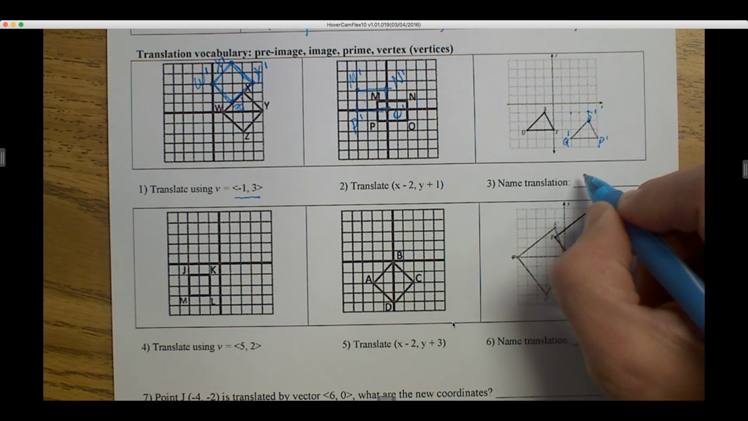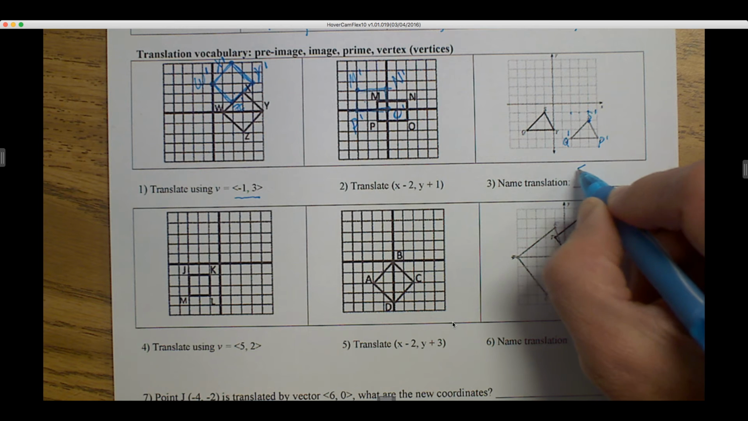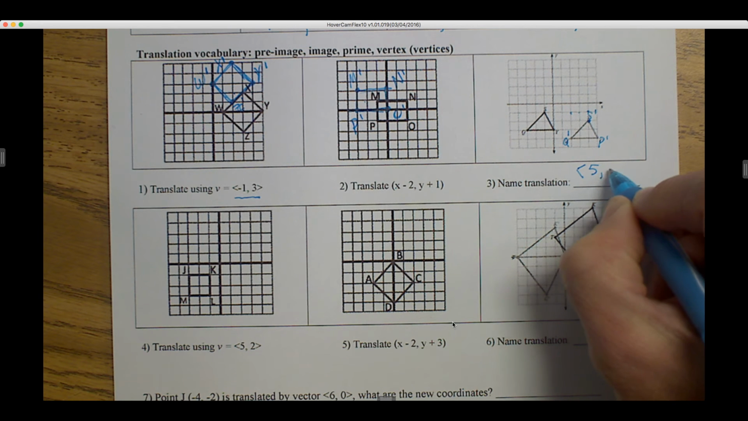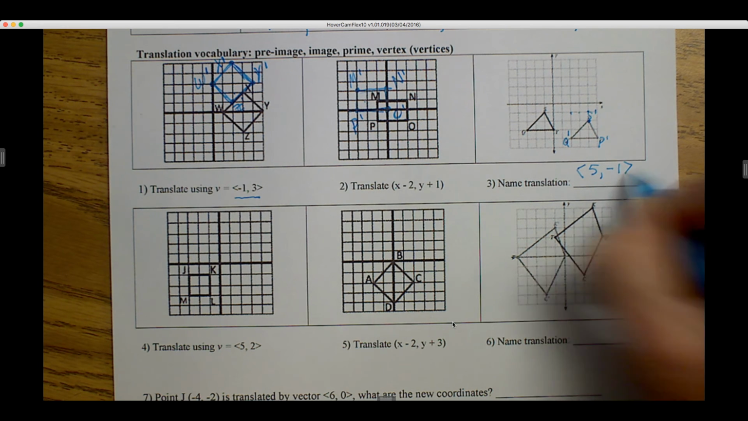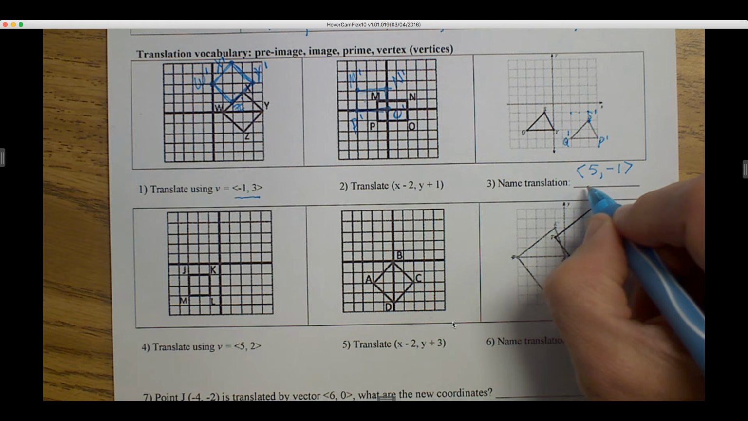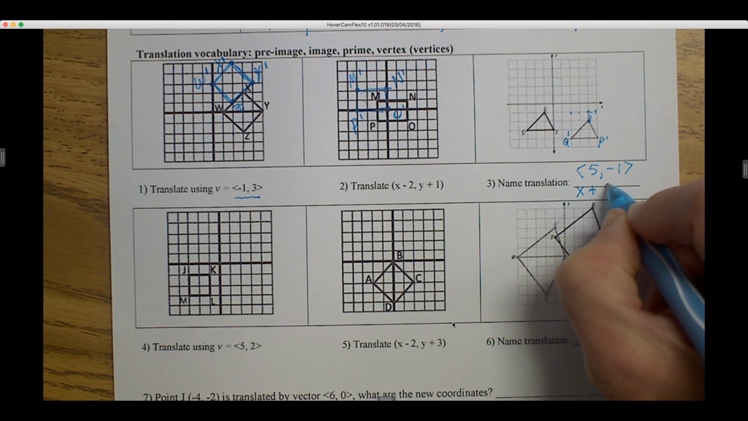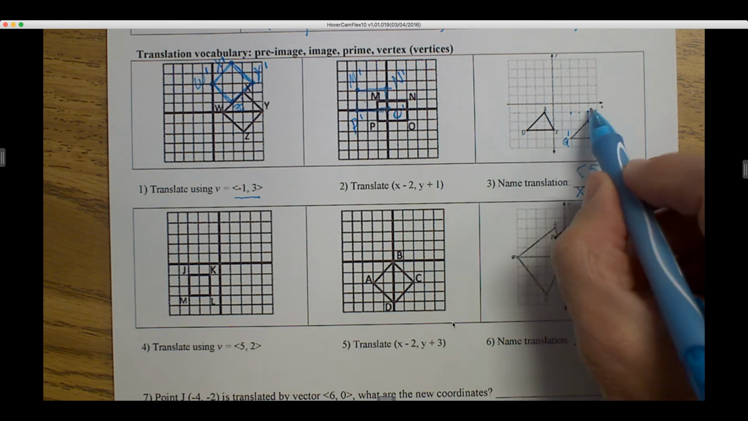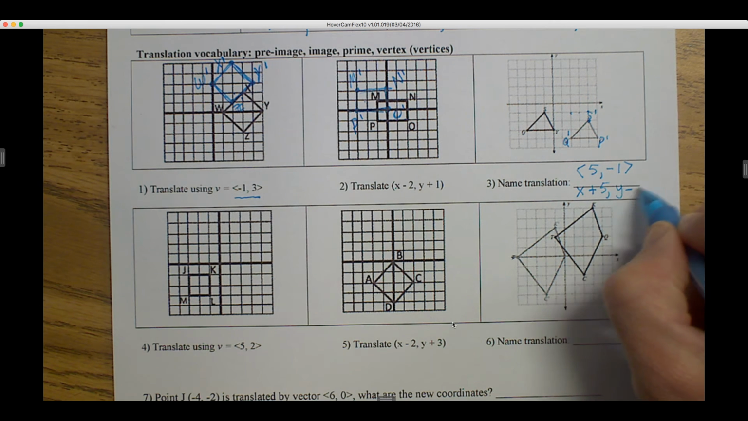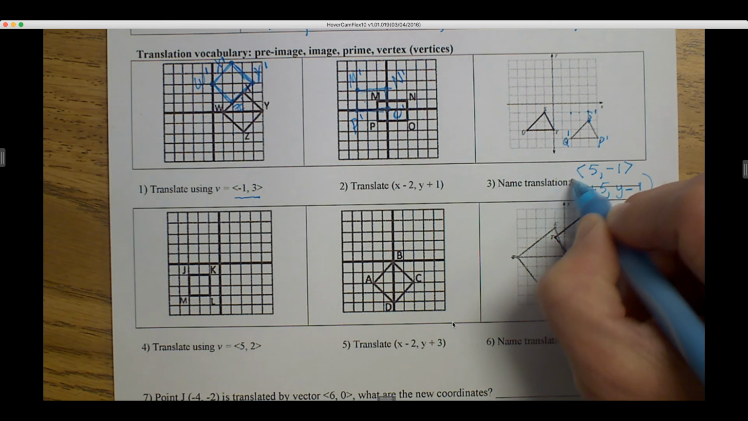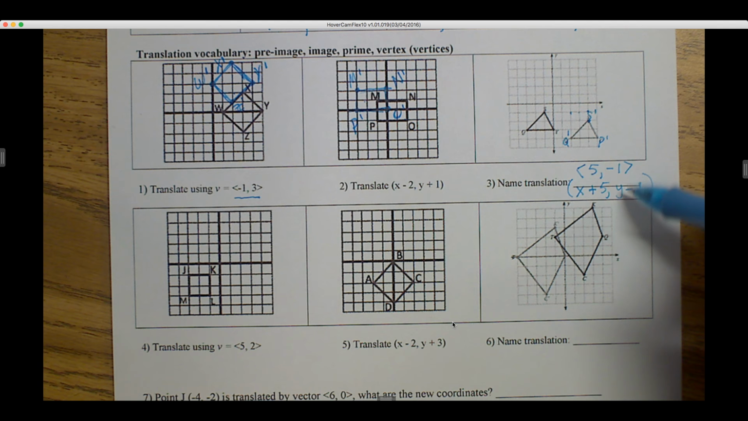S prime. So if we did it in component form, it would be 5 and negative 1. If we did it in coordinate form, it would be x plus 5, because we went to the right, and then y minus 1. Put those in parentheses, and these would be the rules or the translation that we did.